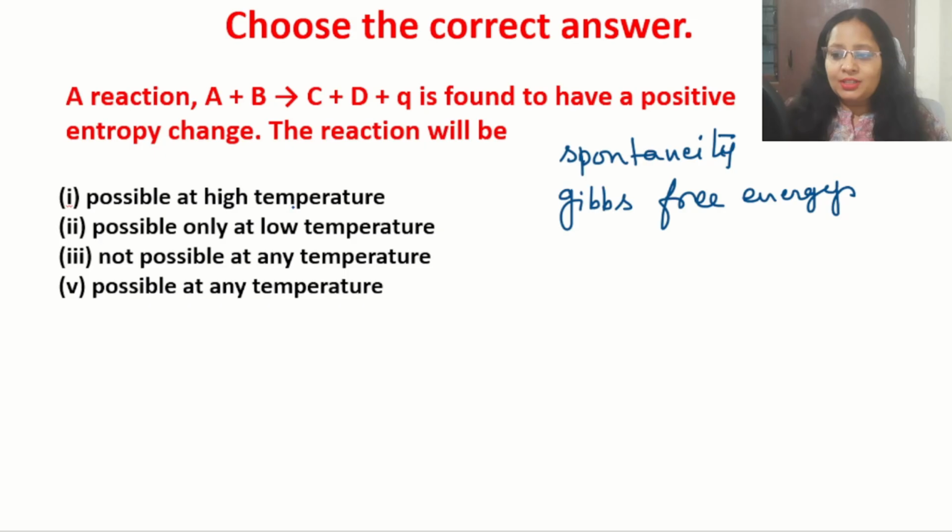So friends, first of all, see whatever is given. They give the entropy change, delta S, which is positive. And one more thing which is given is in this reaction A plus B gives C plus D plus Q. It means on the product side, Q means the heat. Heat is there on the product side. It means along with the products, heat is also evolved. So heat is evolved. It means the reaction is exothermic.